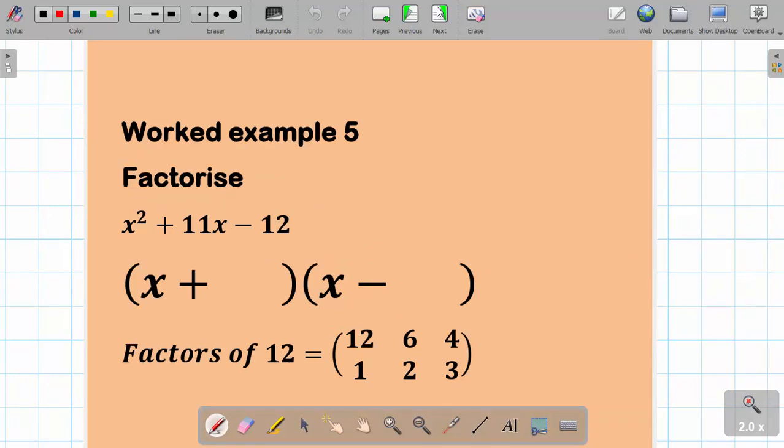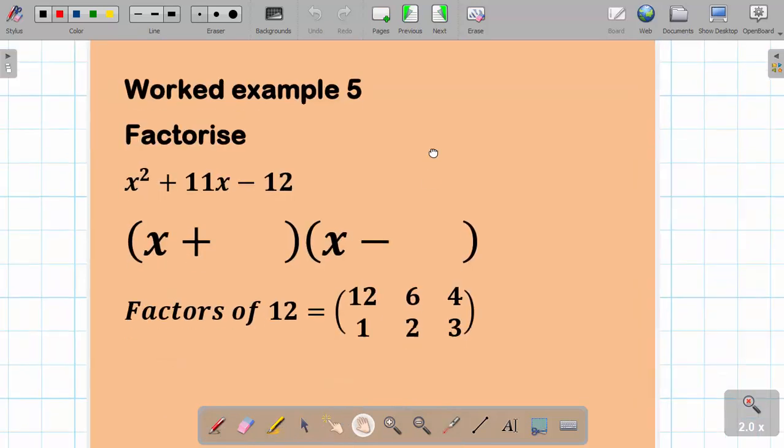Let's take example 5. Is it really 5? Nothing else up there? Yes, let's take example 5. Let's factorize x squared plus 11x minus 12.